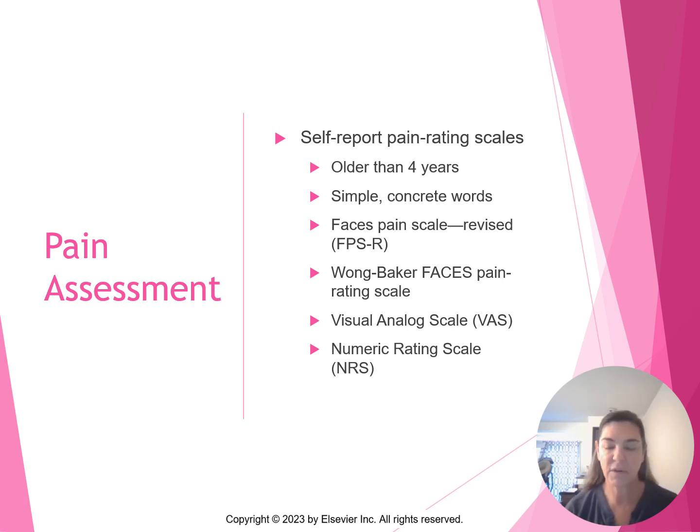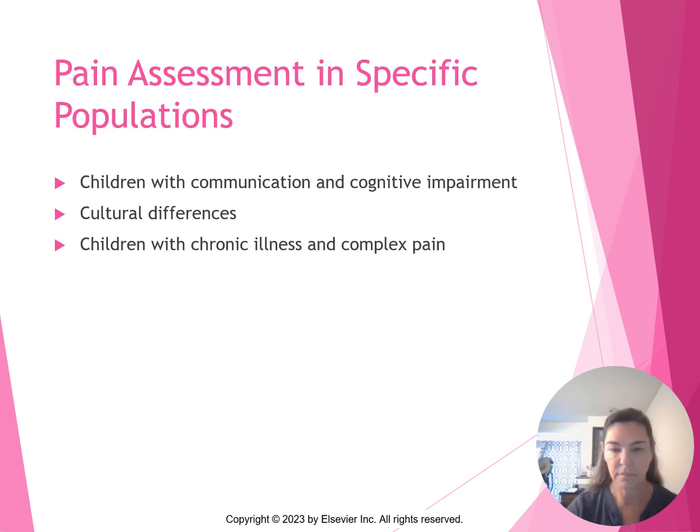So then you have the 0 to 10 or the self-reporting pain scales. We talked about older than 4 years old. We can use simple and concrete words. Like I said, use age-appropriate terminology with your patients. We can use the Wong-Baker, the visual analog scale, or the numeric rating system. These are pain assessments that the children self-report, so they're telling you what their pain is, and we're not having to guess by looking at them.